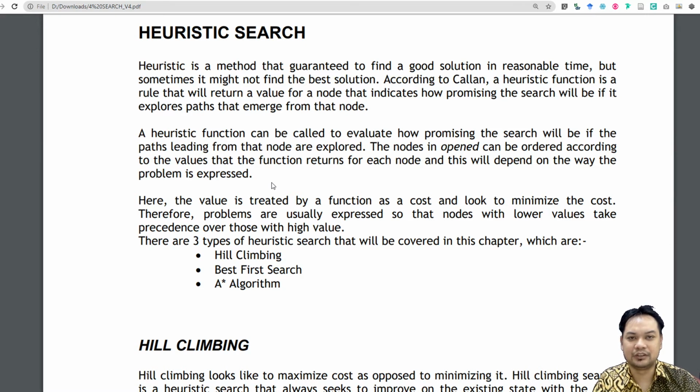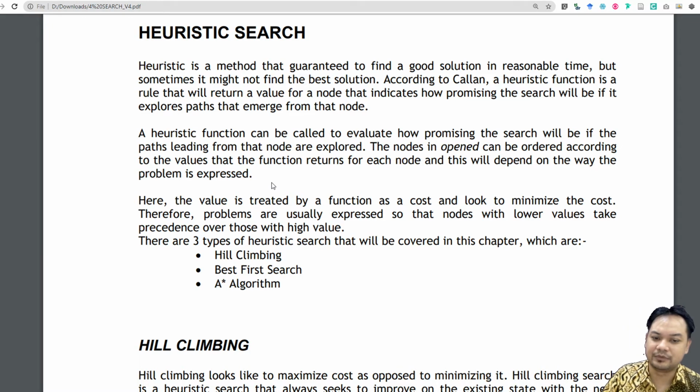And some heuristic search also looks at guesstimate work. A sample of guesstimate work is estimation of time or difficulty in order to get from one node to another node. So that's how heuristic search can always be guaranteed to find a good solution in a reasonable time compared to blind search. There are three types of heuristic search covered in this topic: hill climbing, best first search, and A-star algorithm.